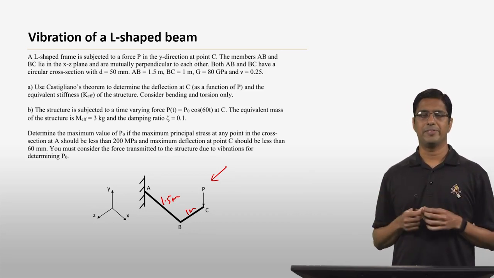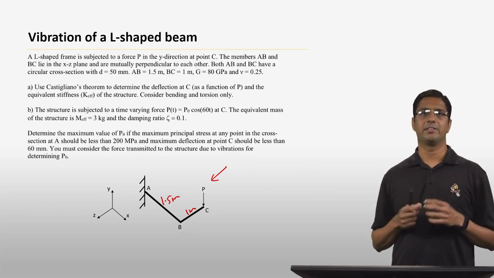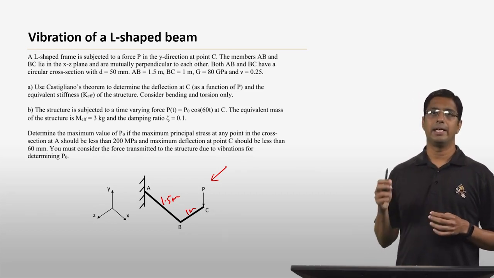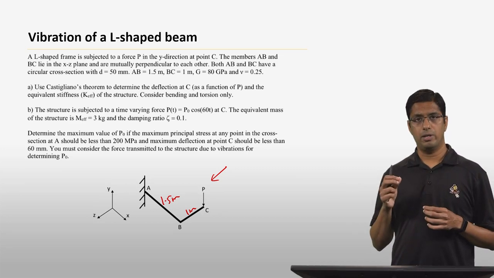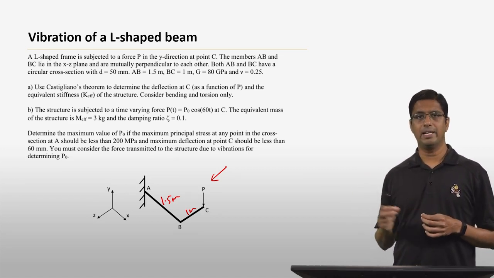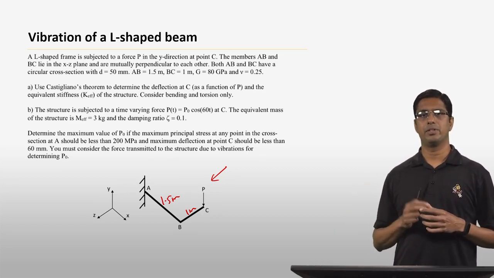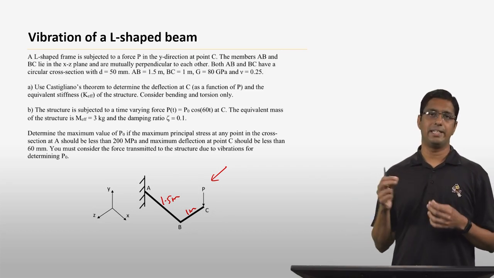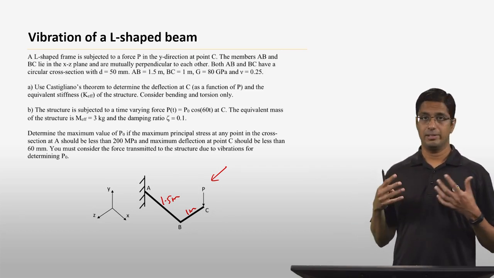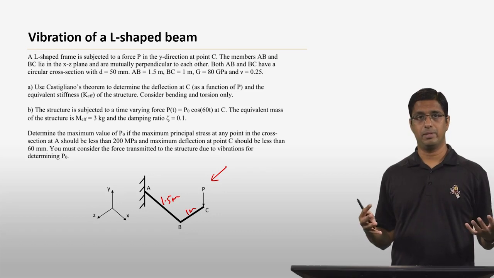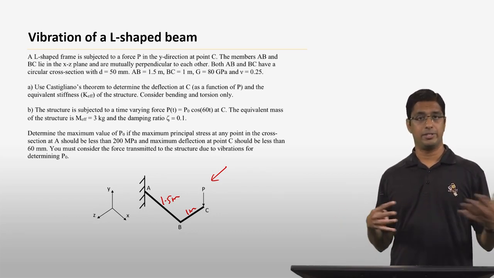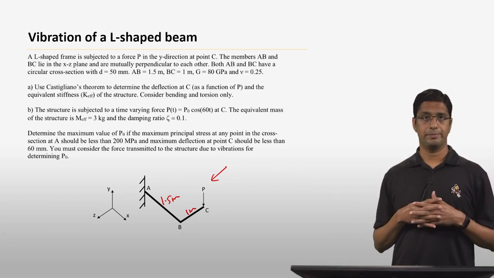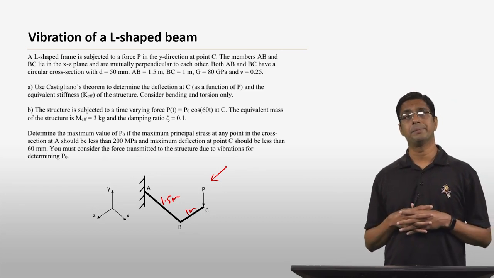Again, I want to emphasize that this K effective that we are going to find is only true for a force in the Y direction applied at point C. If you apply a force in the X direction at point C, the stiffness of the structure is going to be different. Or for that matter, if you apply a force in the Z direction, the stiffness is going to be different. That's something that you must keep in mind.